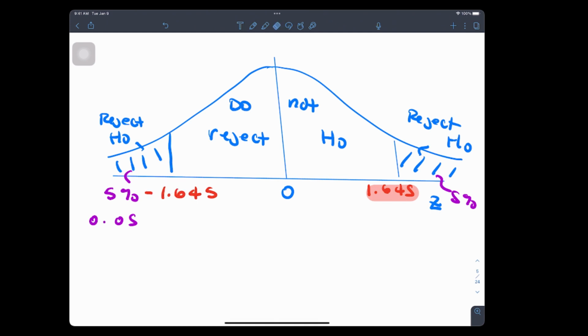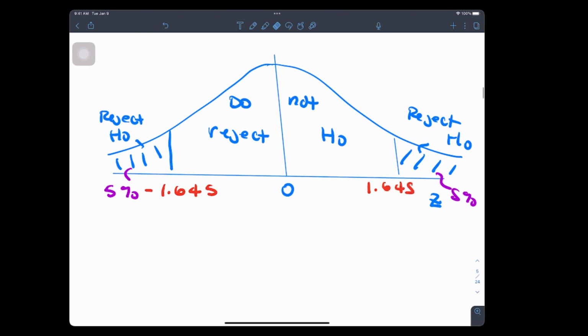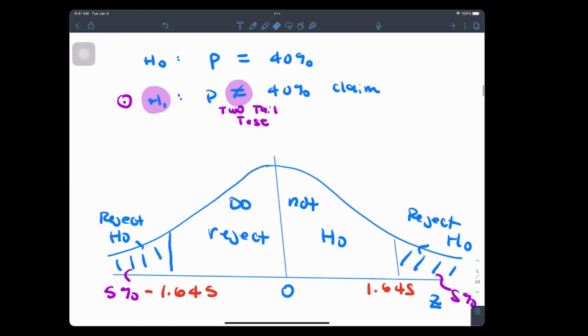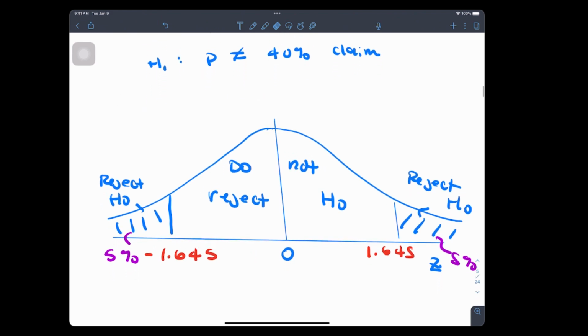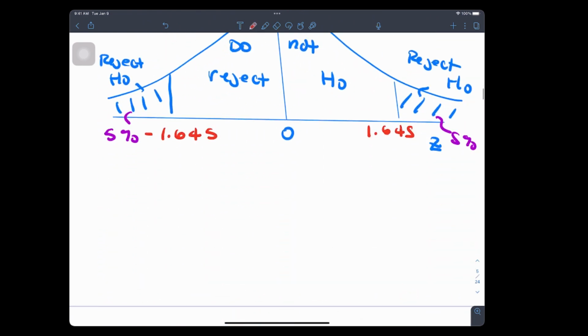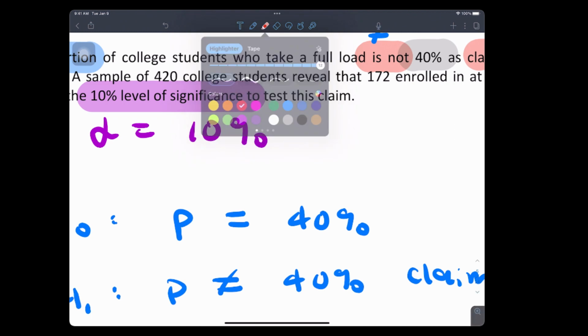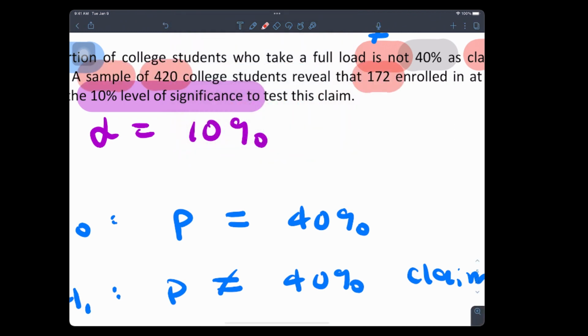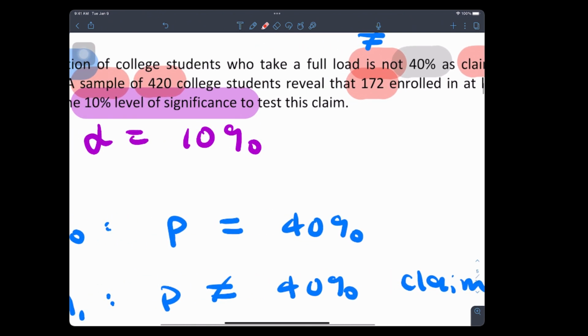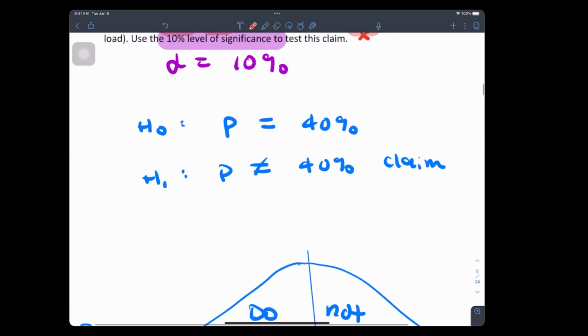So I found my critical values. You guys okay with that? Okay. There's my decision rule, and I'm going to get rid of all this other stuff. All right. We take a sample, ladies and gentlemen. Once you have a decision rule, you take a sample. Let's read. What does it say about our sample information? It says, a sample of 420 college students reveal 172 were enrolled in at least 12 units. So what is your sample size? Okay, what's 172 mean? Those are your successes. That's X.